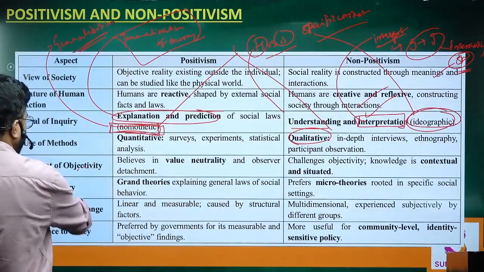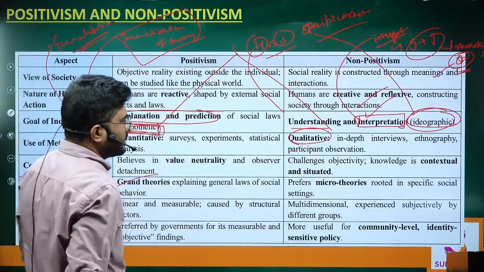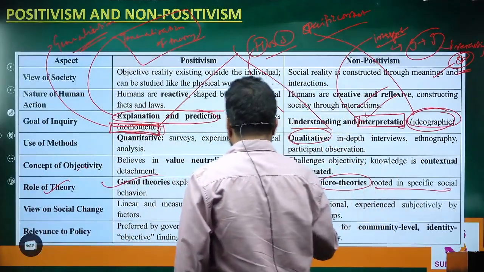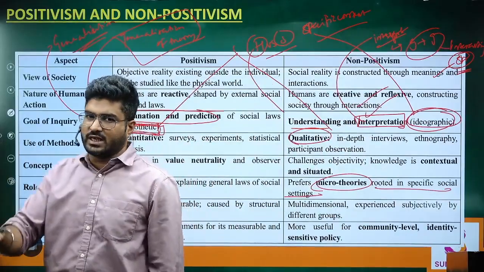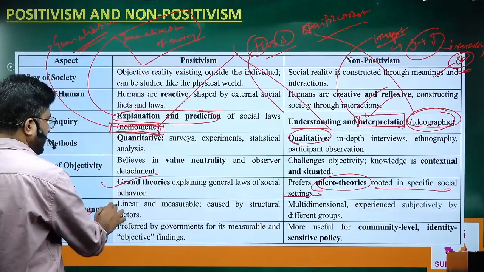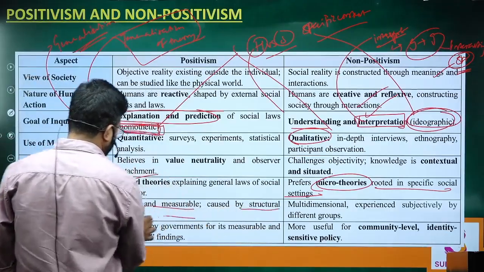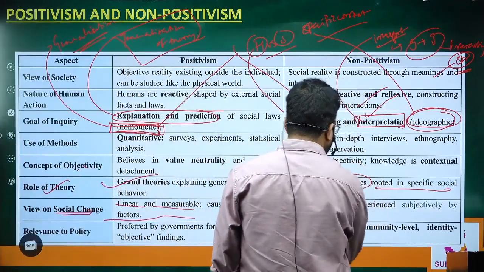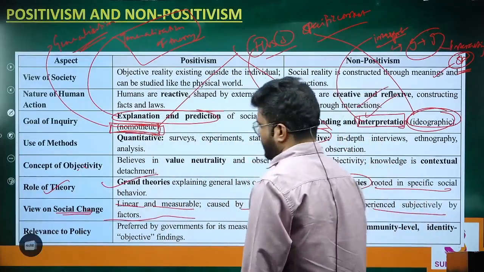Then role of theory: they try to make grand theory, but non-positivists want micro theories which should be rooted in special social settings according to the context. View of social change: this is linear and measurable, caused by structural factors. Whereas for non-positivism, it is multidimensional and experienced subjectively by different groups.